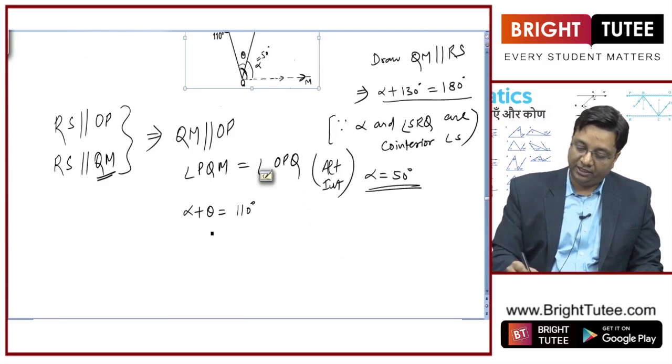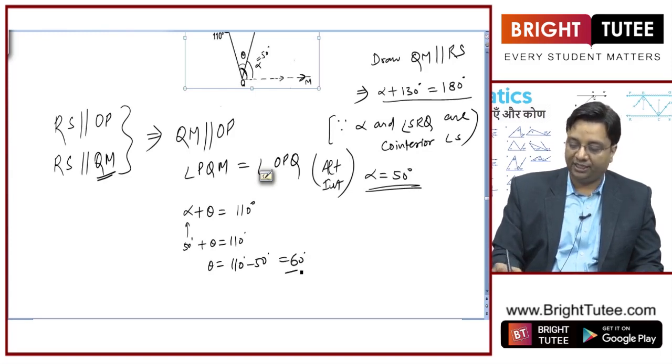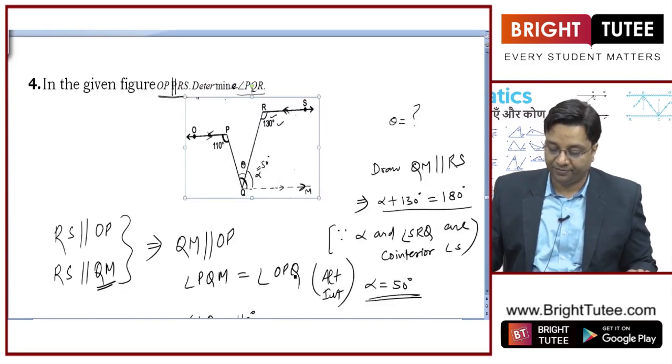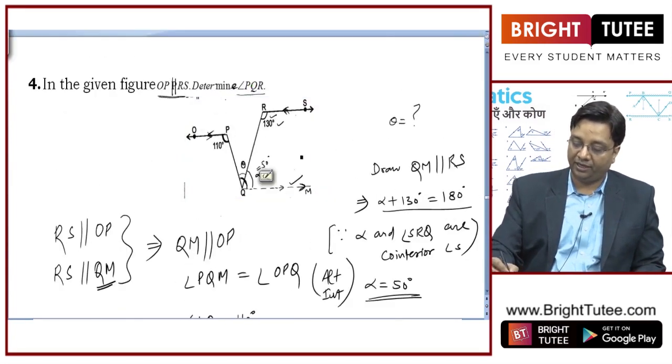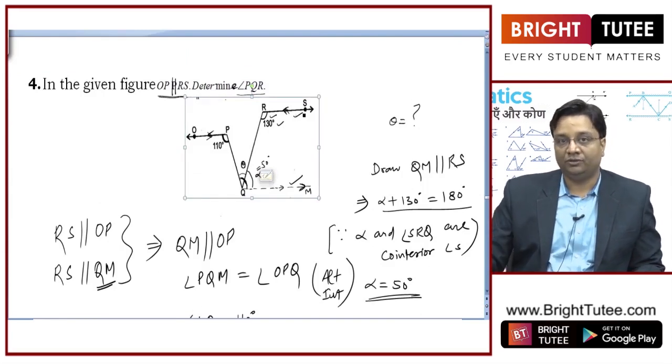Alpha we already calculated, it is 50. So 50 plus theta is 110. Theta is equal to 110 minus 50, that is 60 degrees. Alright, so this is how you can calculate this. We have just drawn a parallel line to this, and the question was very simple.